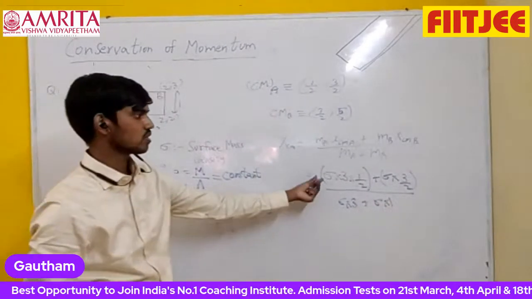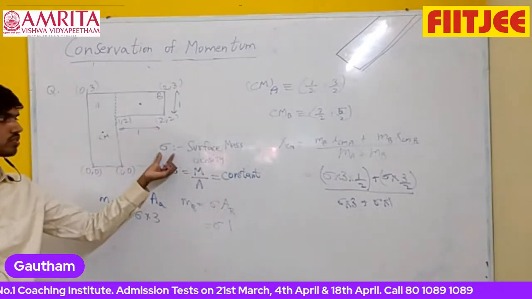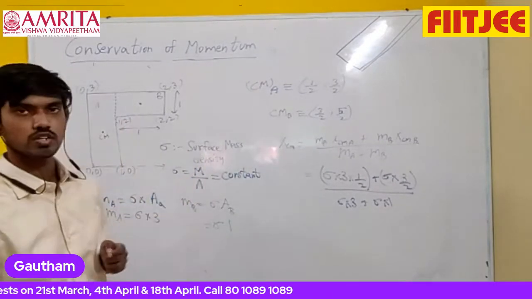So if you write this, sigma will get cancelled. So initially நம்ம வந்து ஒரு வேரியபிள் அசியூம் பண்ணிட்டோம், சர்ஃபேஸ் மாஸ் டென்சிட்டி. சால்வ் பண்ணும்போது அந்த வேரியபிள் கேன்சல் ஆயிருது. So final value டைரக்டா கோஆர்டினேட்ஸ் கிடைச்சிடும்.